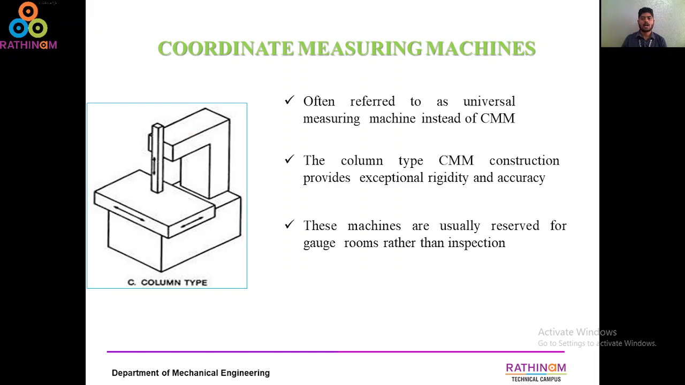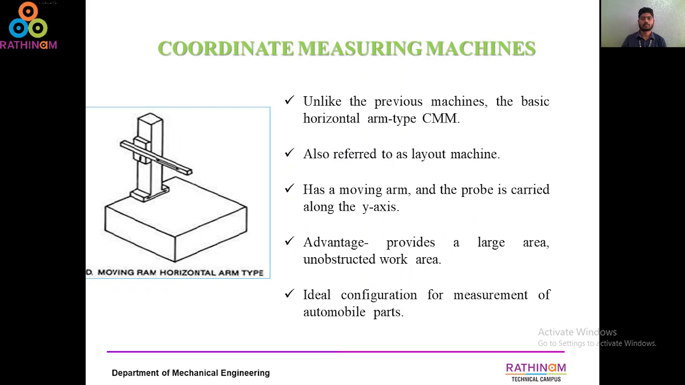Next, the column type, often referred to as a universal measuring machine instead of a CMM. The column type CMM construction provides exceptional rigidity and accuracy. Here also the column doesn't move, so rigidity can be achieved like the fixed bridge type of CMM. These machines are usually reserved for gauge rooms rather than inspection. Next one is the horizontal arm type. So this is the horizontal arm type.